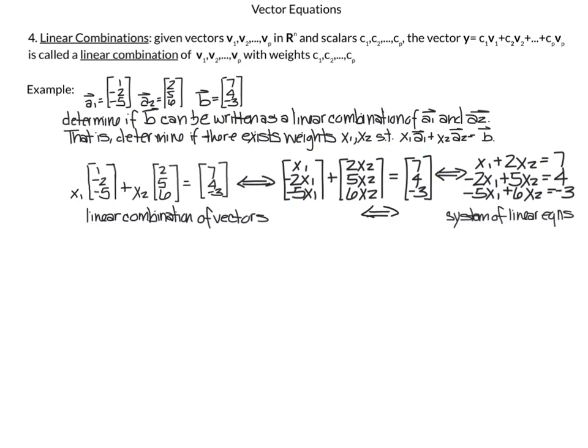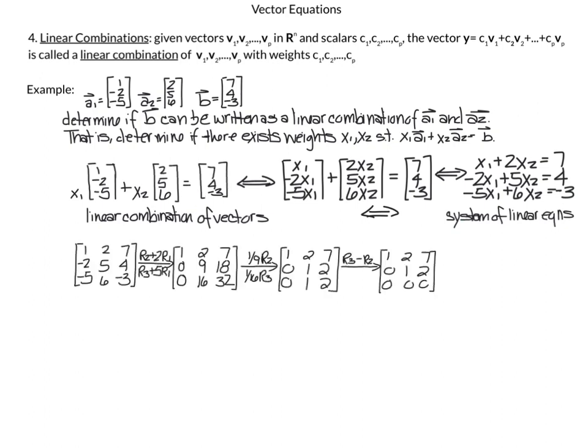But this is just equal to the system of linear equations: x1 plus 2x2 equals 7, -2x1 plus 5x2 equals 4, and 5x1 plus 6x2 equals -3. So it is important to be able to see that this linear combination of vectors is equivalent to the system of equations. This is a very key step right here. And the reason why it's so important is because we know how to solve these.